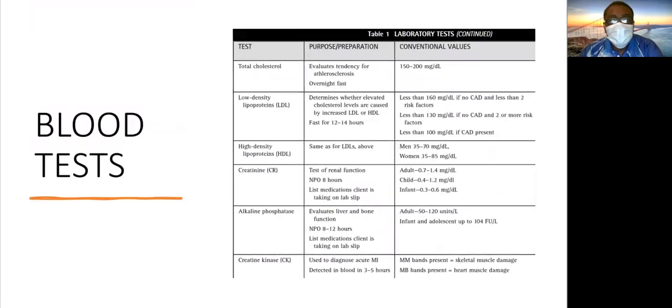Okay, other blood tests we'll look at will be your total cholesterol test, which evaluates tendency for atherosclerosis. Usually, the patient has to fast overnight, and your normal value should be between 150 to 200 milligrams per DL. Your LDL, which is your low density lipoprotein, sometimes it is called the bad cholesterol. This actually makes up most of your body's cholesterol. We also have the HDL for high density lipoproteins.